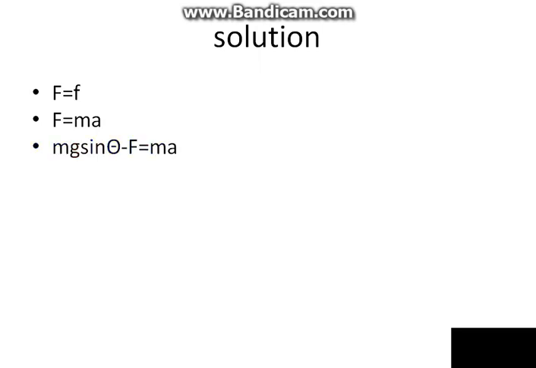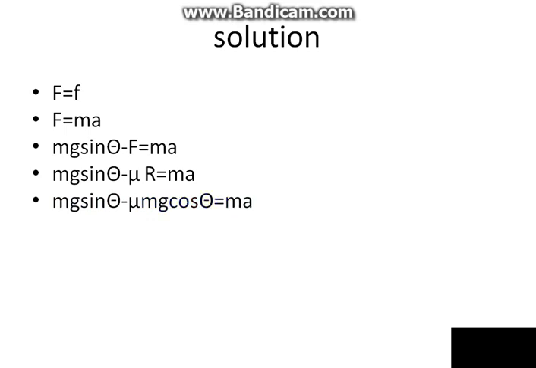Limiting frictional force is equal to the resistance force, small f. Force normally is equal to mass times acceleration. So mass times acceleration due to gravity sine theta minus limiting frictional force is equal to mass times acceleration. Mass times acceleration due to gravity sine theta minus coefficient of friction times normal reaction is equal to ma, if we substitute the limiting frictional force with mu R.